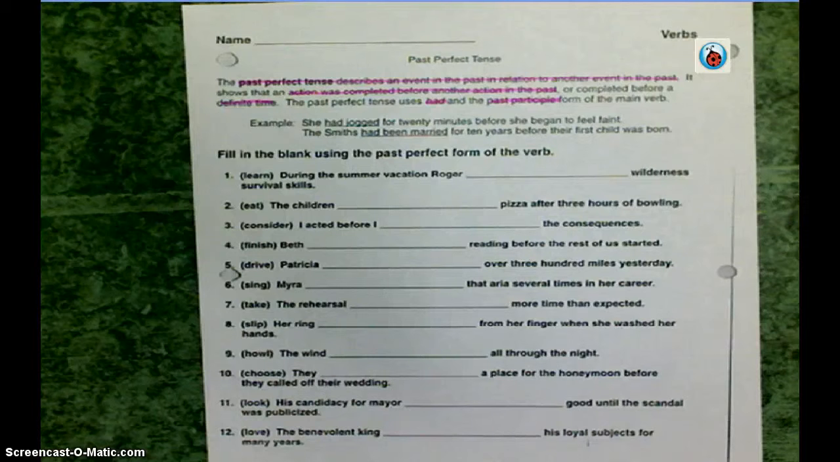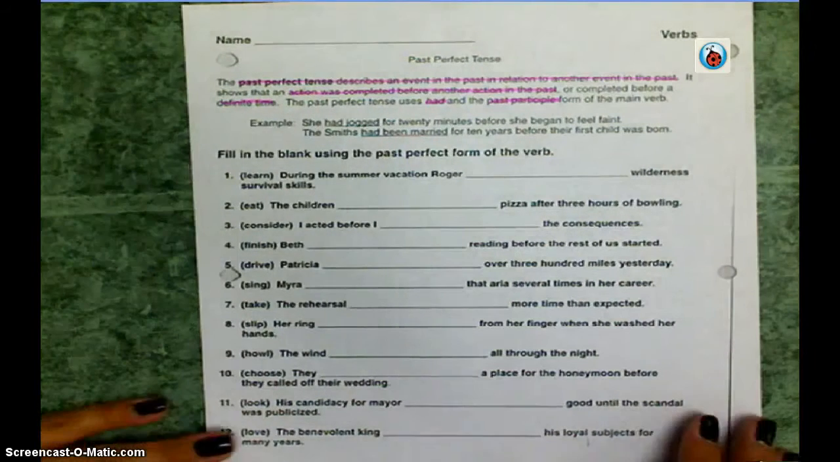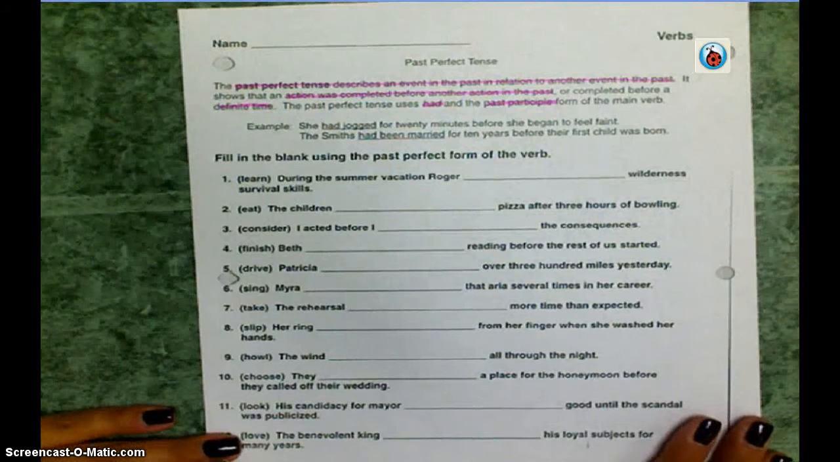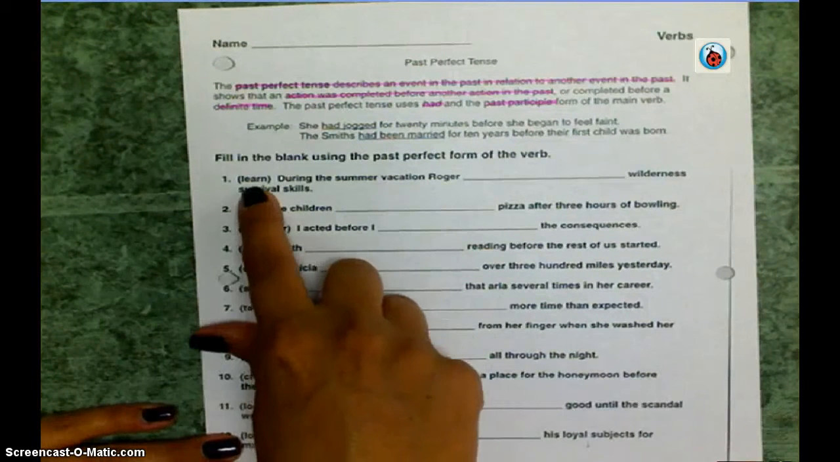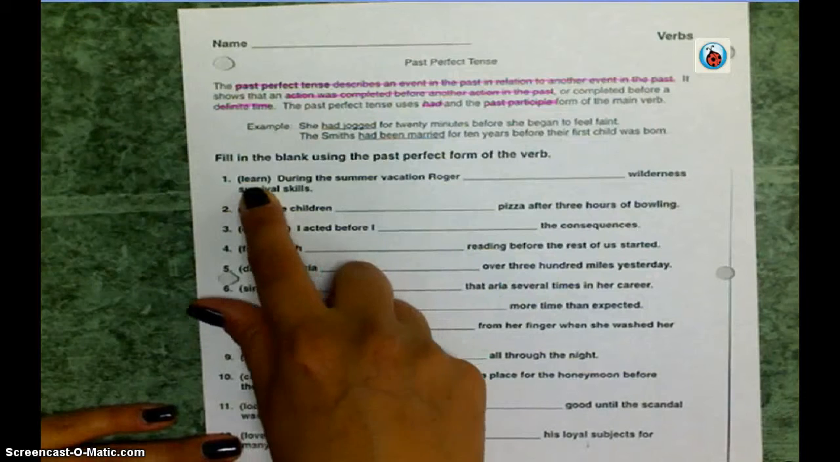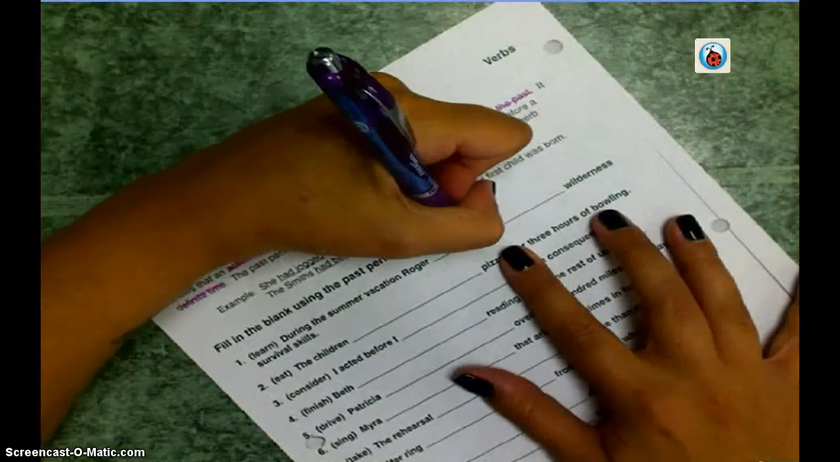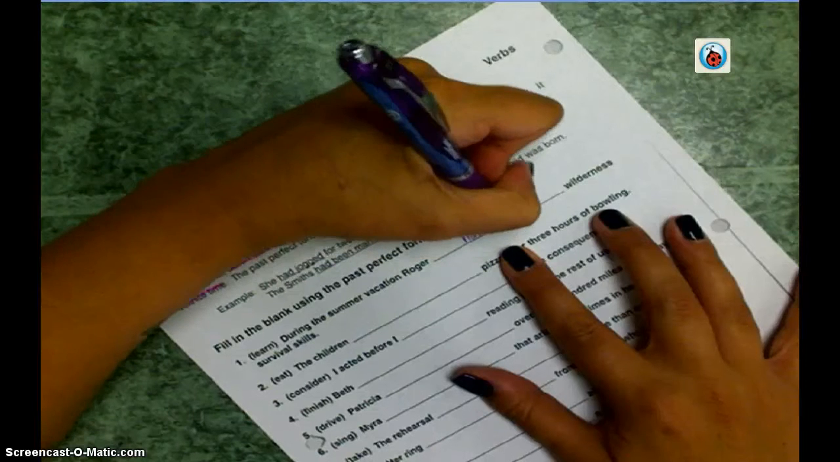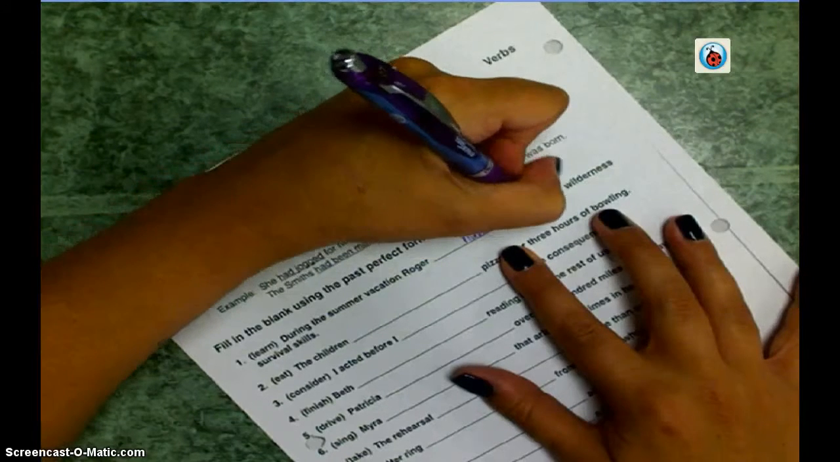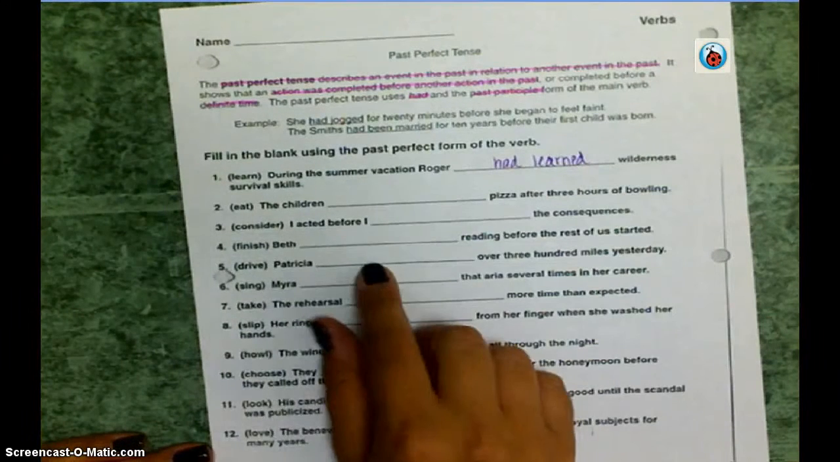So let me grab my pen. We're looking at number 1. It says, during the summer vacation, Roger blank wilderness survival skills. Okay, so we know we're using learn. The past participle of learn is learned because it's regular, and we use had. So he, sorry, had learned wilderness skills.